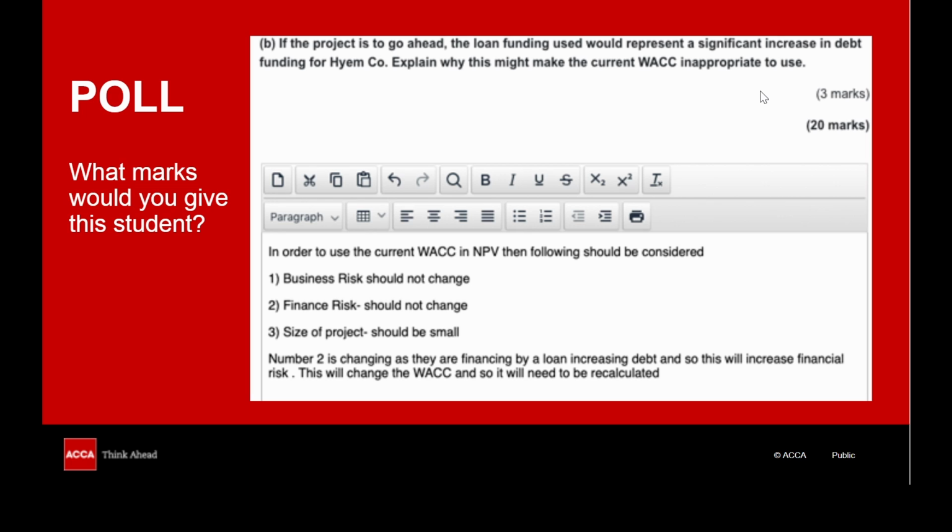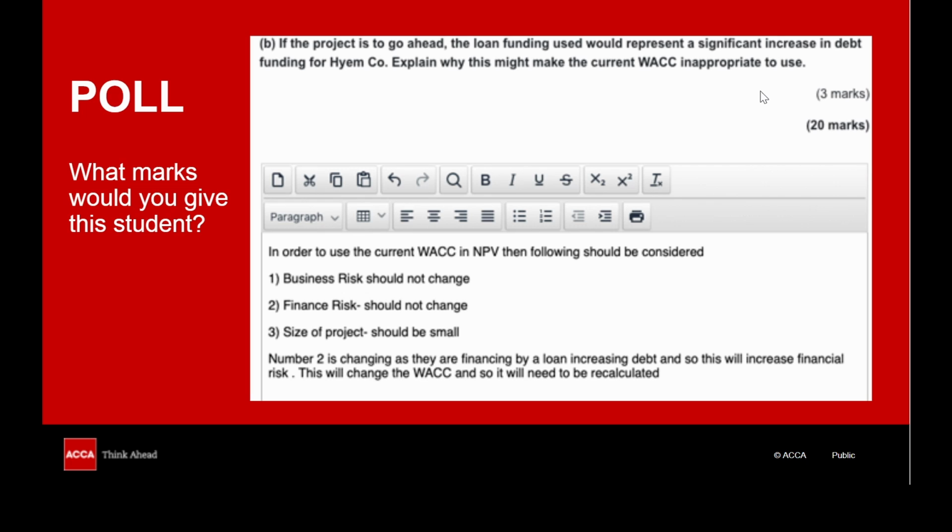That's a much more general question, okay? And so this student has learned that answer, and I'll show you. They've basically written that out. They've written business risk, finance risk, size of project. That's not answering this question. This question is specific about finance risk because it's increasing debt funding. So you need to be careful about rote learning answers. You don't just think, oh, I've learnt that, I did that question, I've got it off, and throw it down. You need to apply the theory to the question that's asked.